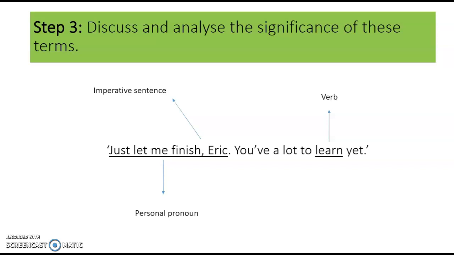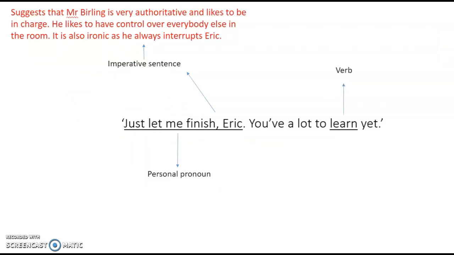Okay, hopefully you've managed to get some ideas down there. I'll just go through a few of my ideas which you can add to your notes if you like. So focusing first on this imperative sentence here, this command sentence, what I put is this suggests that Mr. Birling is very authoritative and likes to be in charge. He likes to have control over everybody else in the room. But it's also ironic as he always interrupts Eric.